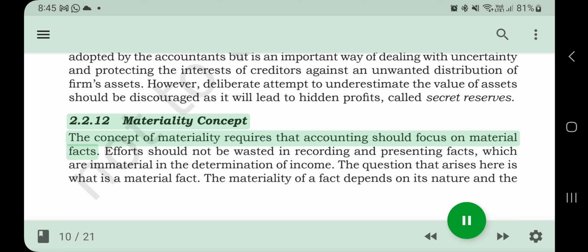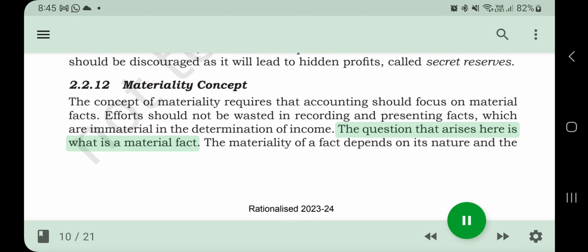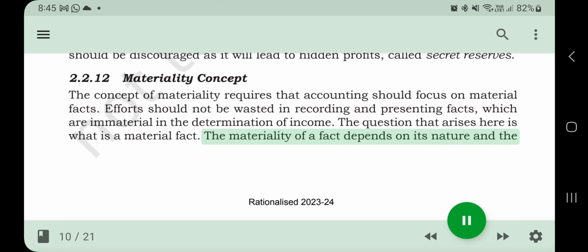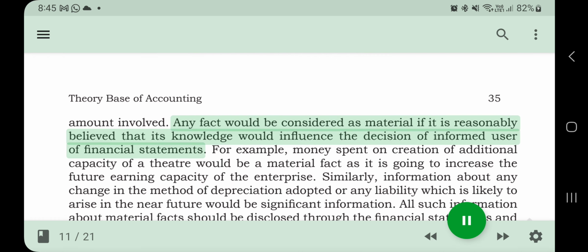2.2.12 Materiality concept. The concept of materiality requires that accounting should focus on material facts. Efforts should not be wasted in recording and presenting facts which are immaterial in the determination of income. The question that arises here is, what is a material fact? The materiality of a fact depends on its nature and the amount involved. Any fact would be considered as material if it is reasonably believed that its knowledge would influence the decision of an informed user of financial statements.